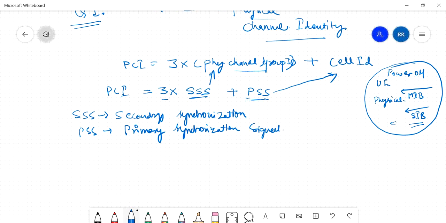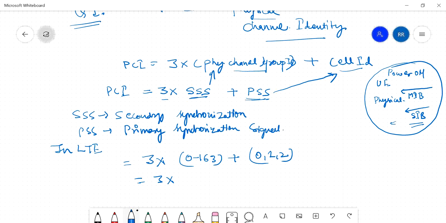Now, how many SSS are there in LTE? This may be the question: how many PCIs are there in LTE? So in SSS, the cell group ID can be 0 to 167. And with 3 into that plus 0, 1, 2, 3 cell IDs are possible. So how much does it come to? Sorry, this is 167, so it comes to 168, plus 0, 1, 2.